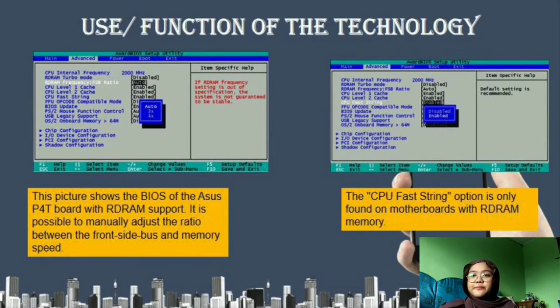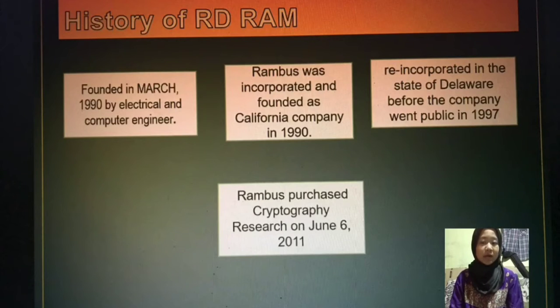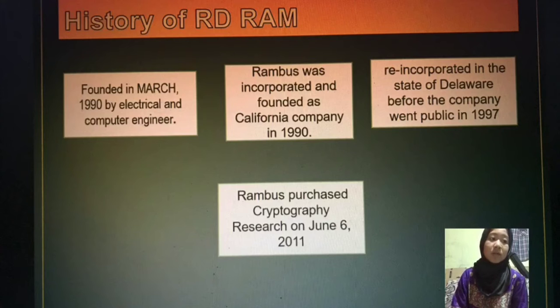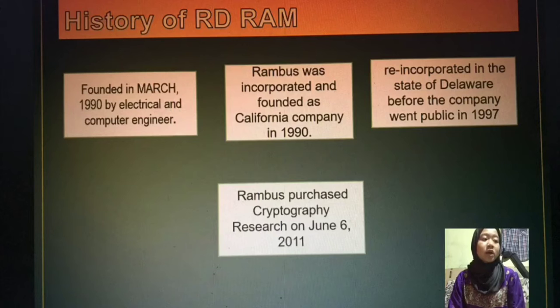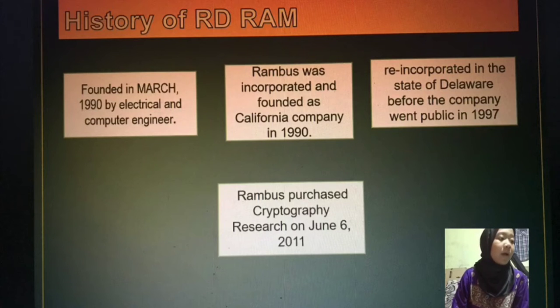Thank you. Hi, my name is Ain Nabila and today I'm going to talk about the history of RDRAM. Rambus was founded in March 1990 by electrical and computer engineers Dr. Mike Farmwald and Dr. Mark Horowitz. The company's early investors included premier venture capital and investment banking firms such as Kleiner Perkins Caufield & Byers, Merrill Lynch, Dawn Ventures, and Goldman Sachs.